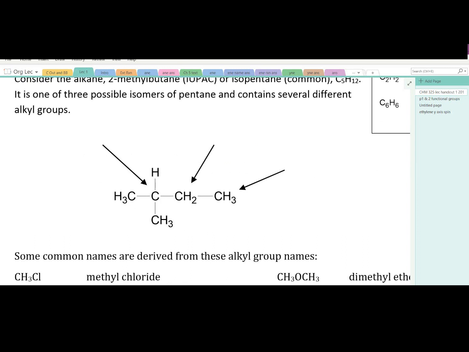Within isopentane, we have several alkyl groups. The CH3 group, this one here, is referred to as a methyl group. The CH2, let's use a different color, with 2 single bonds, is called a methylene group. And this carbon with 3 single bonds is referred to as a methyne group.